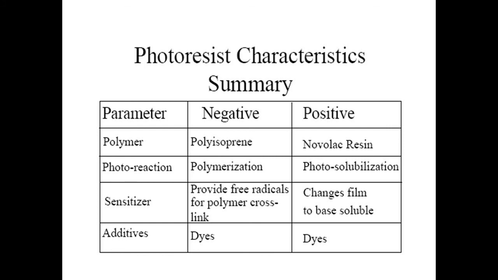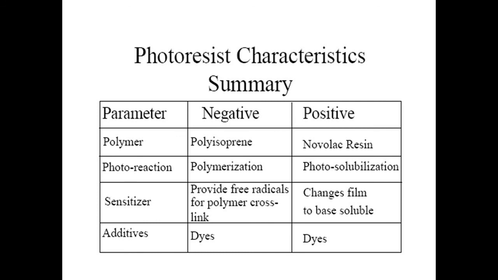For the photoreaction that happens in the negative photoresist, it's a polymerization. When it is exposed, it will polymerize and create a chain together, so it will be harder. For positive photoresist, there will be a solubilization, so it will solubilize the photoresist. The sensitizer for negative photoresist provides free radicals for polymer cross-linking, so it will have cross-linking of the polymer. For the positive photoresist, it changes the film to base soluble.